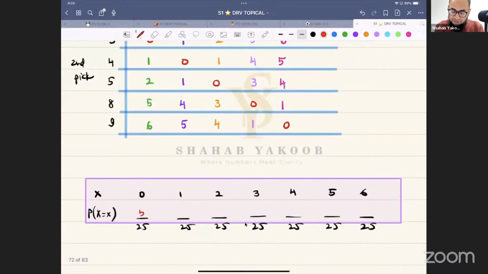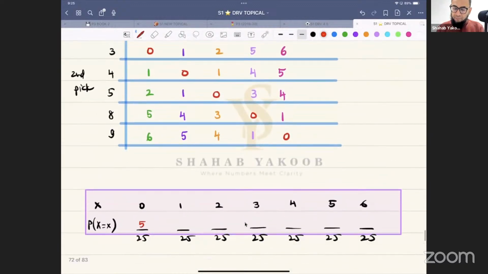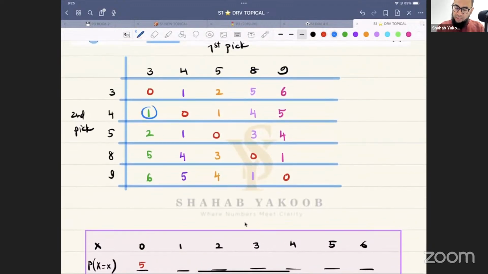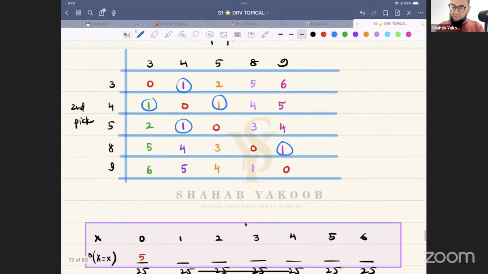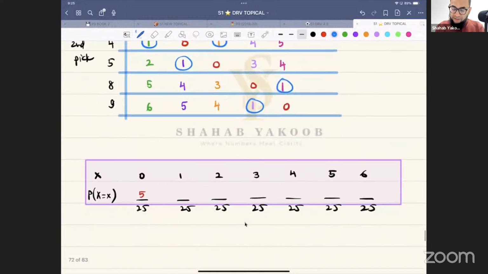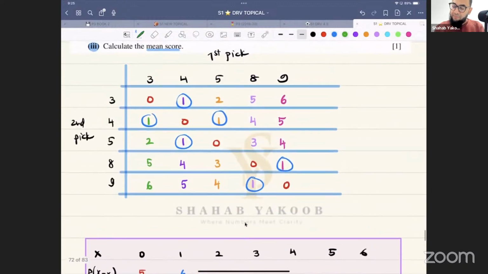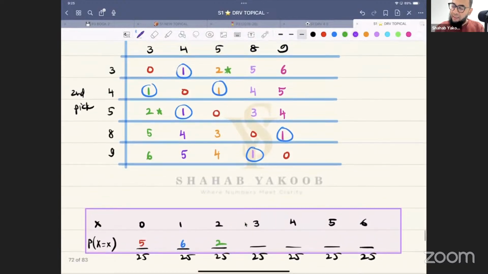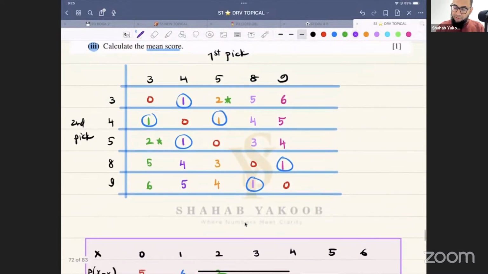For 0, this is 5 over 25. And then if I focus on 1, so this is 1, this is 2, this is 3, this is 4, this is 5, this is 6. So 1 is 6 over 25. Let me focus on 2. So that's 1, that's 2, and what else is there? There is only 2 of them. That's 2 over 25. Let me focus on 3.